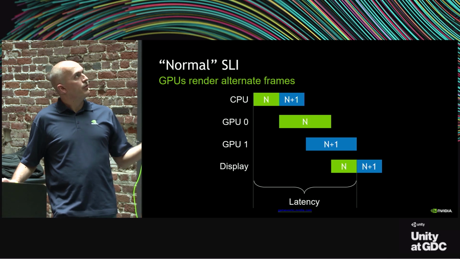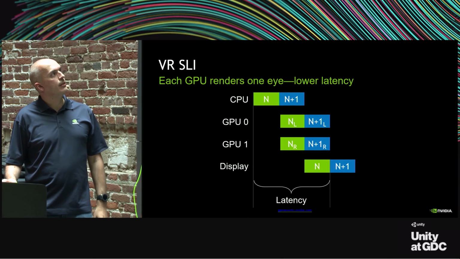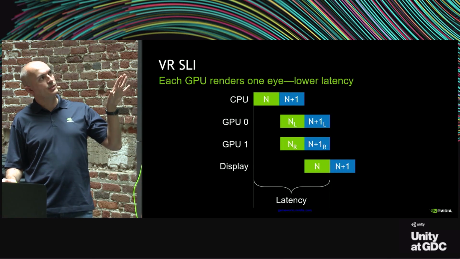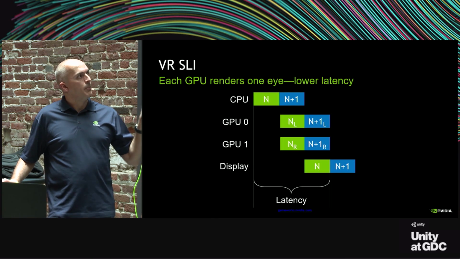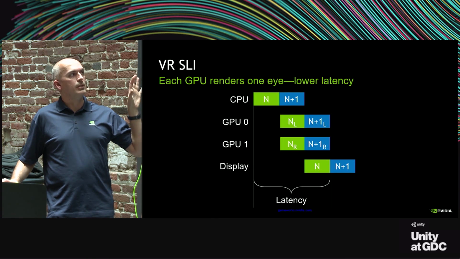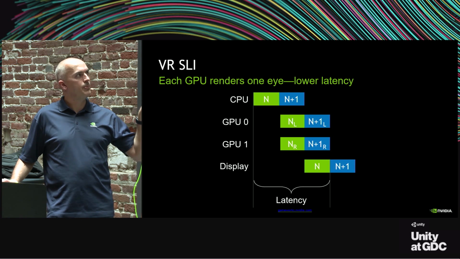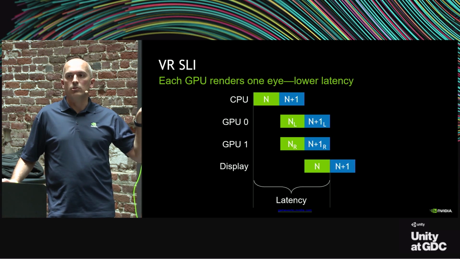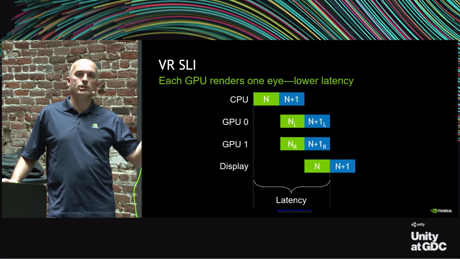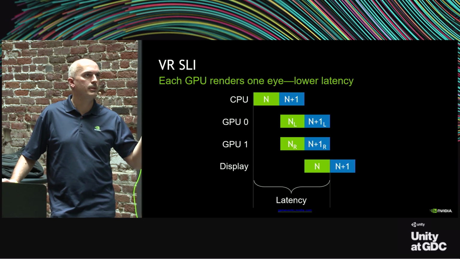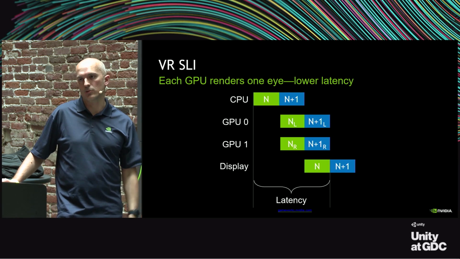So with VR SLI, we are taking a different approach. The CPU still does the same thing: it has to create frame n and frame n plus 1, but now GPU 0 takes over the left eye and GPU 1 takes over the right eye. So we get to process the left and right eye at the same time on two different GPUs, and then we are significantly reducing latency, and we are solving the problem of geometry being processed only once per GPU.